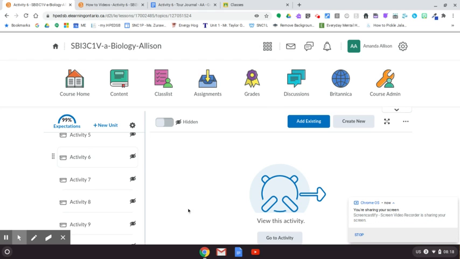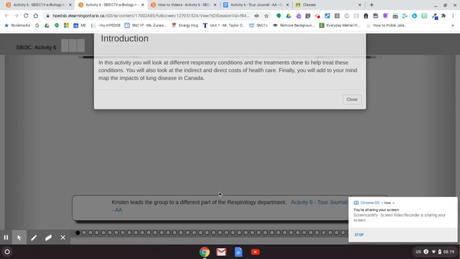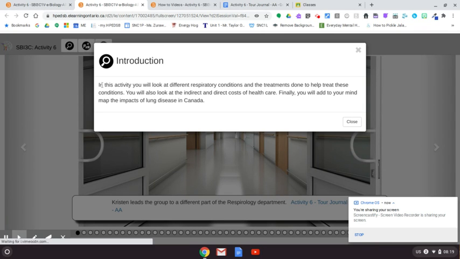So, activity 6 is going to be the final of 3 lessons in what in this course is considered the respirology unit. So, what are you going to do? You're going to look at different respiratory conditions and the treatments, very similar to what we did with the heart and heart diseases. And then we're going to do another activity where you look at the indirect and direct costs again. And then you're going to add to your mind map. So all of this is going to look very familiar. The difference being we're looking at the respiratory system instead of the heart.